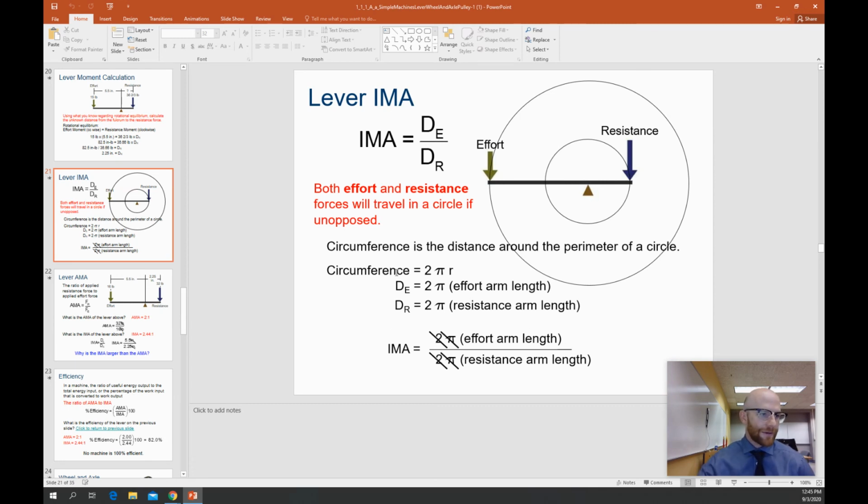You may know that. You can see that there, where it's talking about circumference. So 2 pi times the effort arm and 2 pi times the resistant arm. Ideal mechanical advantage is the effort arm over the resistant arm length. I was talking about that from the beginning, so this slide's a little bit irrelevant if you've been paying attention.